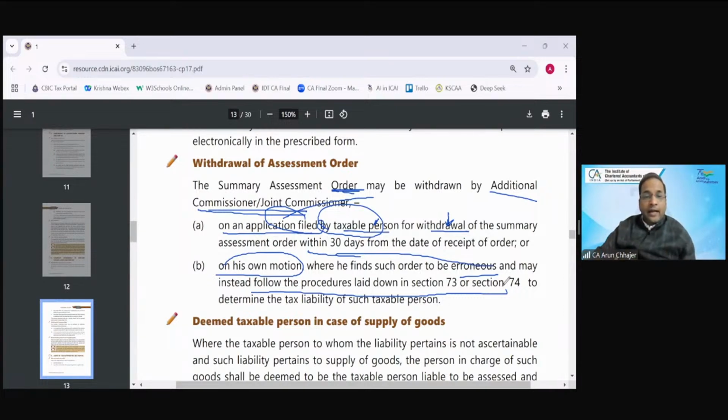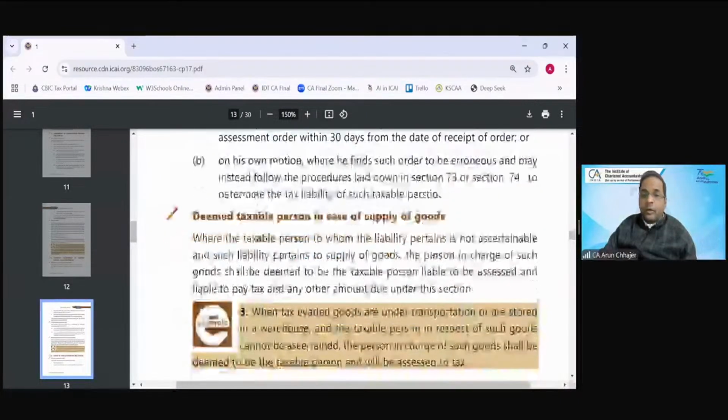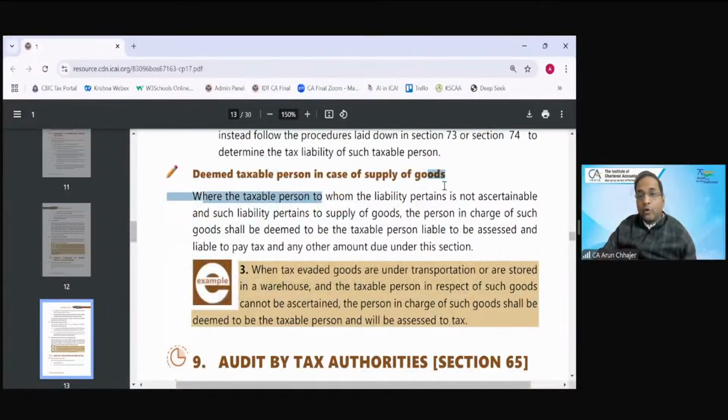Okay. Now, deemed taxable person in case of the supply of the goods, where the taxable person to whom the liability pertains is not ascertainable, and such liability pertains to supply of the goods. The person in charge of the goods shall be deemed to be the taxable person, liable to be assessed and liable to pay the tax and any other amount due under this section. Meaning, where tax evaded goods are under transportation or are stored in a warehouse, and the taxable person in respect of such goods cannot be ascertained, the person in charge of the goods shall be deemed to be the taxable person and will be assessed to tax.